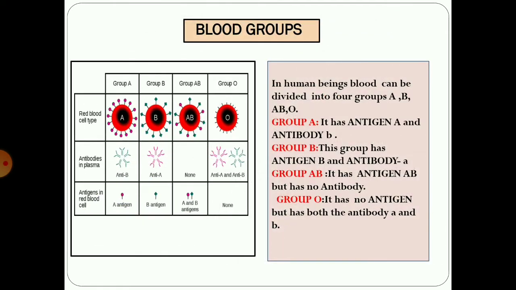Now we come to the next topic, that is blood groups. Before I start this, I would like to tell you certain terms which you ought to know before you start studying blood groups. First is antigen. Glycoproteins on the surface of RBCs are known as antigens. Antibodies: gamma globulin proteins in the blood plasma are called antibodies.